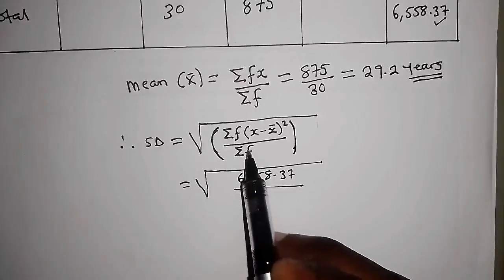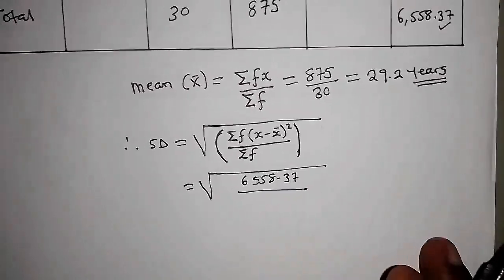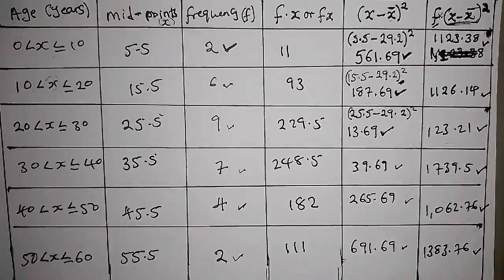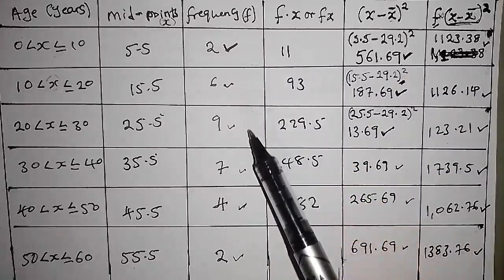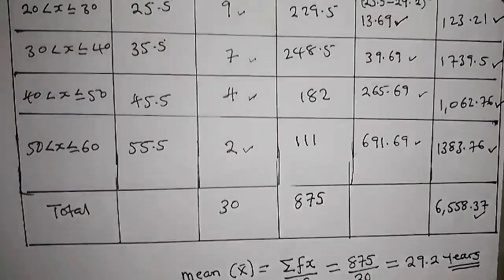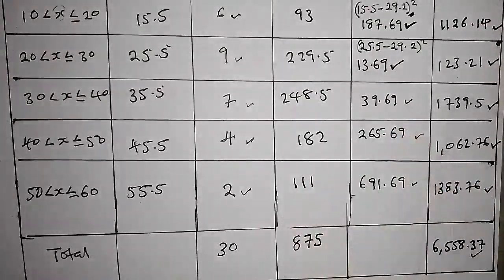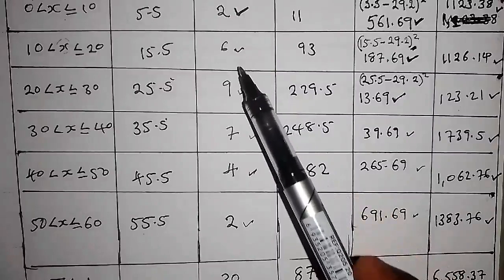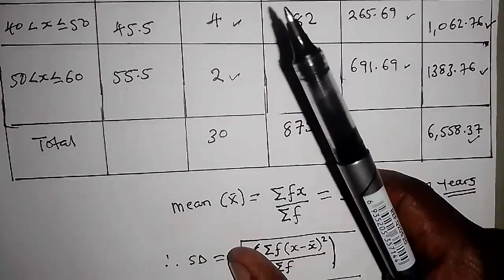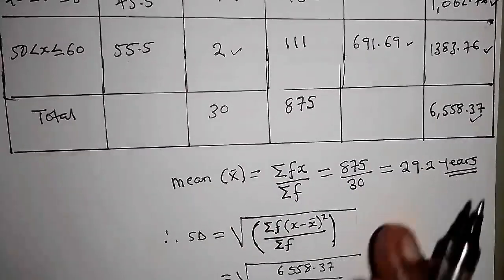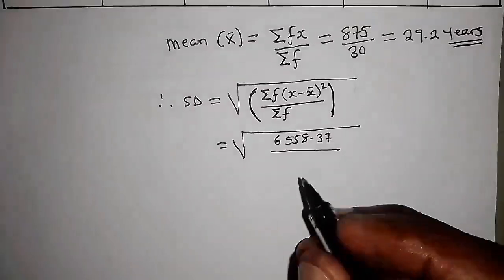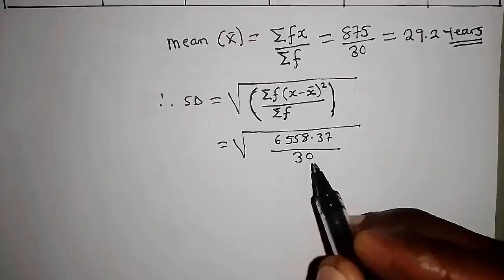The frequency, when you go back to the table, is just the third column, the number which we added, 30. For us to get 30, we just said 2 plus 6 plus 9 plus 7 plus 4 plus 2, then we got 30. So just divide by 30.